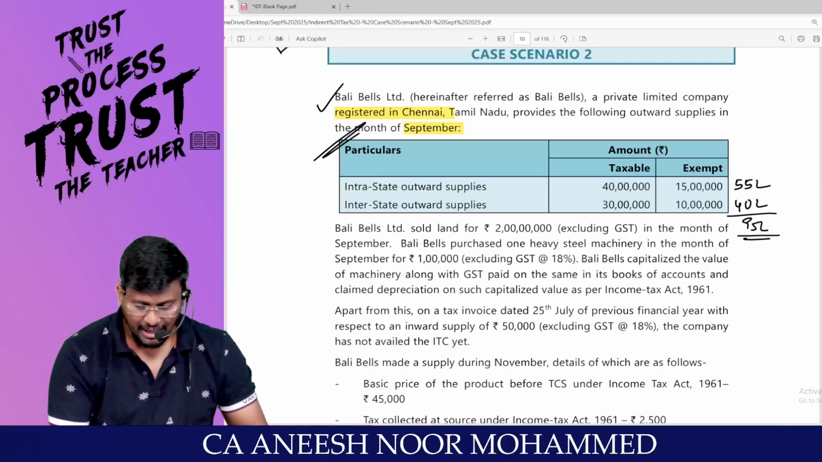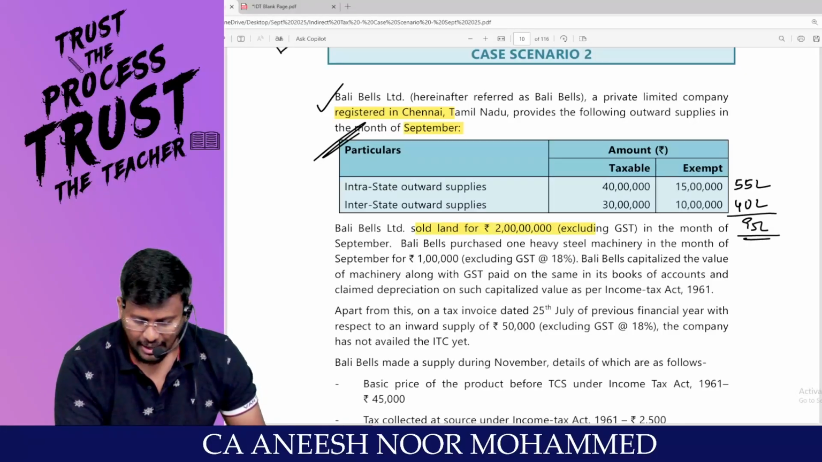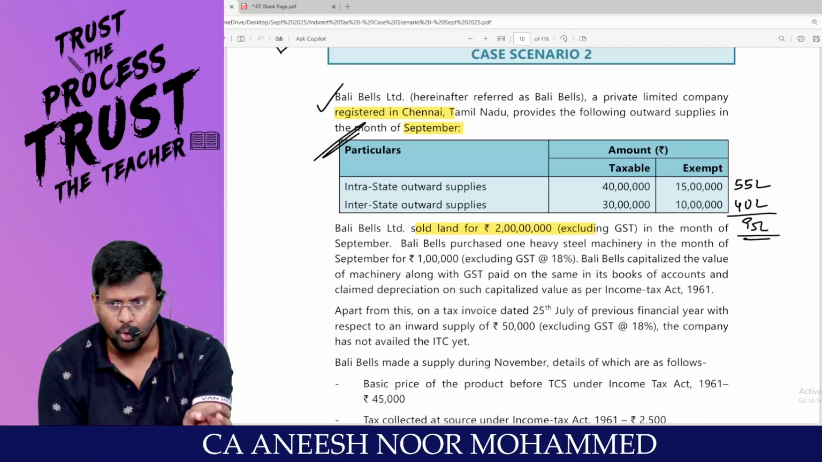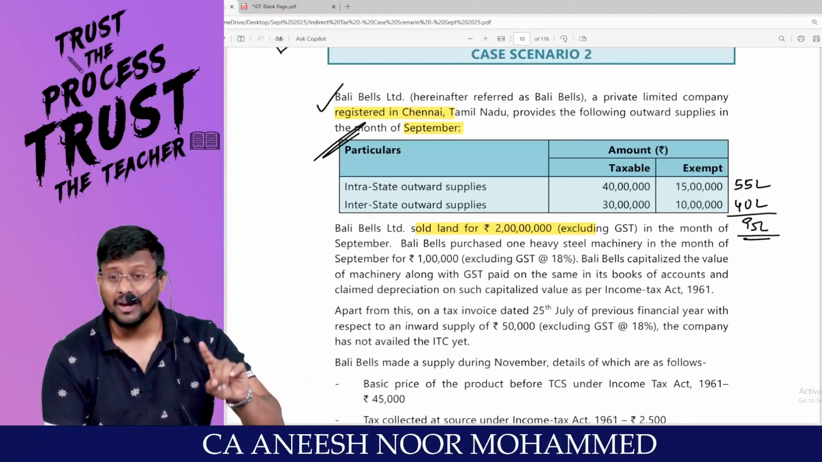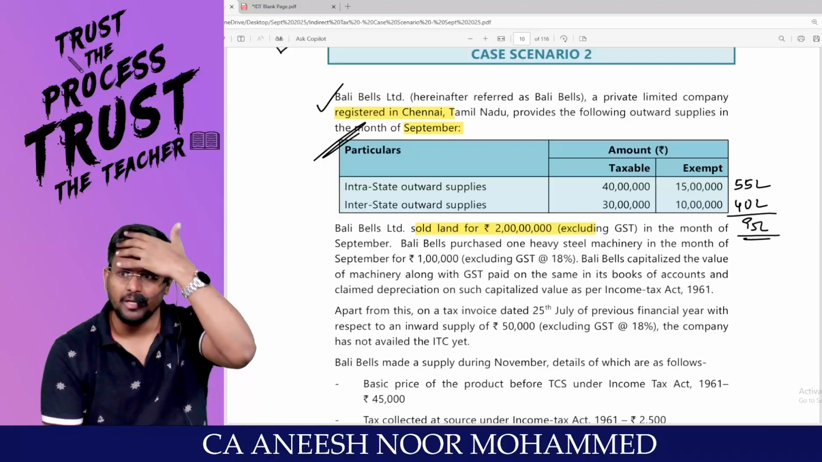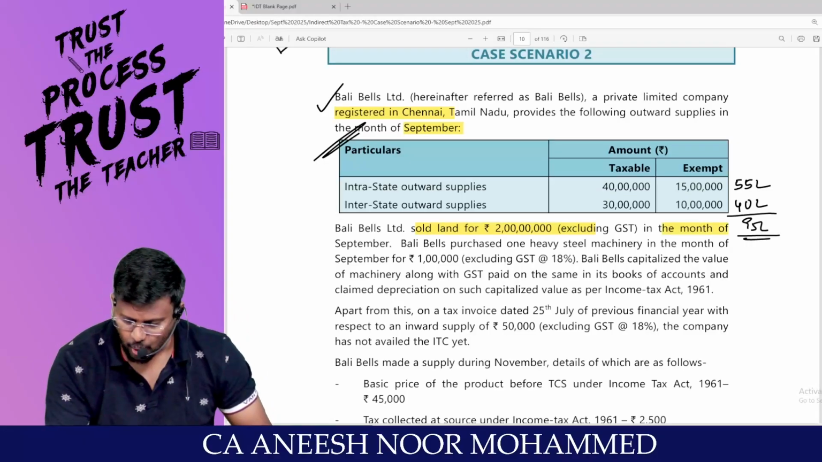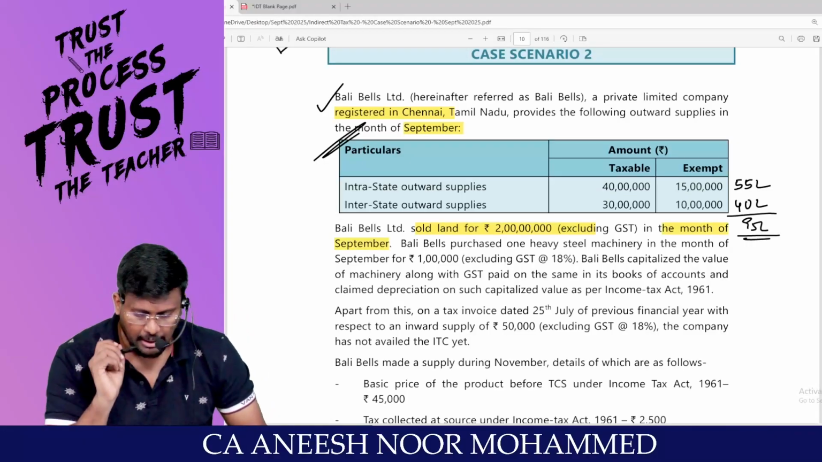Bali Bell sold land for 2 crore. Land is not a movable item. Land is not goods. It is covered in Schedule 3, sale of land, subject to para 5B. Are you remembering? Excluding GST, in the month of September.